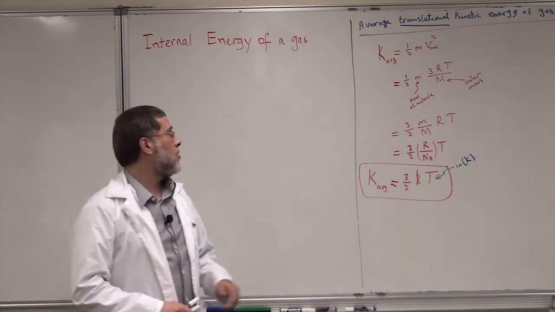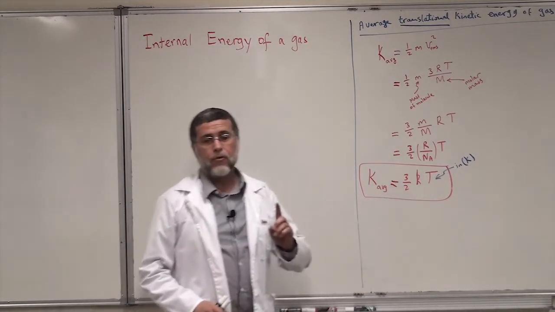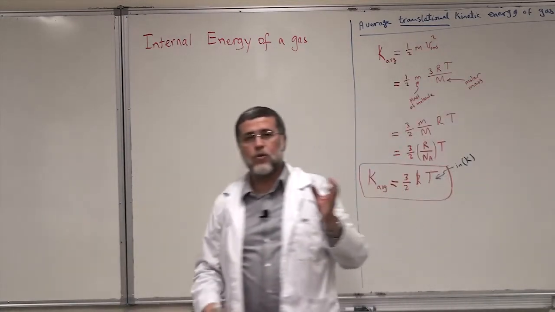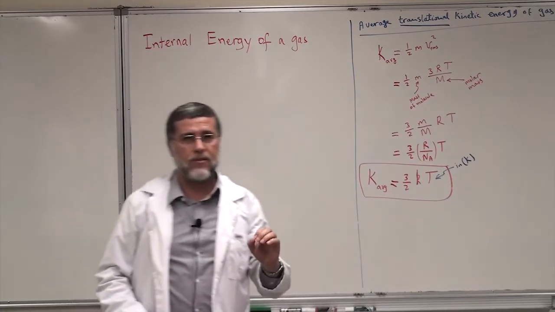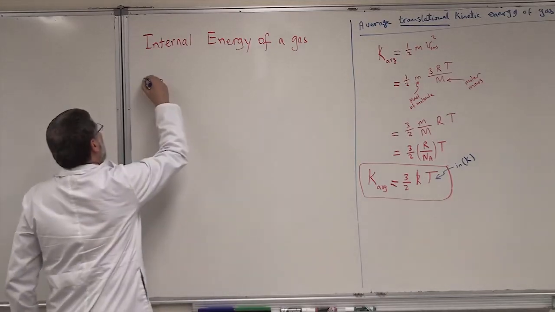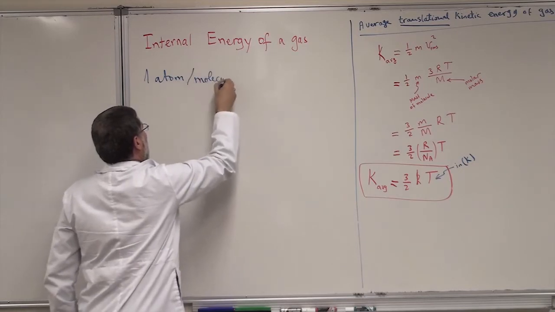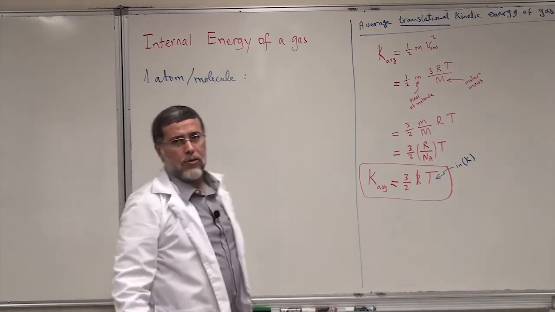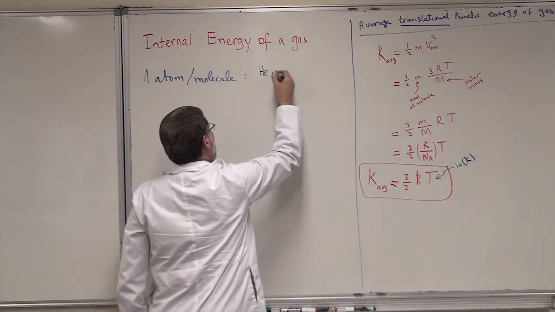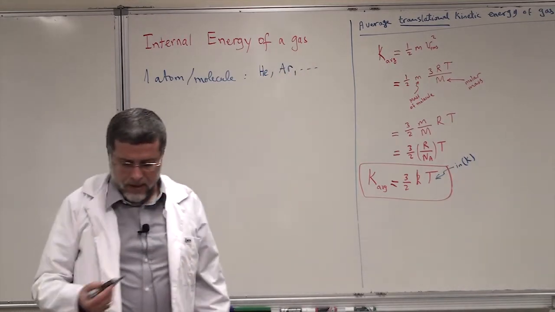Remember that Dr. Salim has showed you the average kinetic energy for one molecule. We're talking about translational kinetic energy here, so we are assuming that we're dealing with monatomic gases. A gas is monatomic means you have one atom per molecule. I can give you an example: all the noble gases are monatomic gases, such as helium, argon, xenon, and so on.